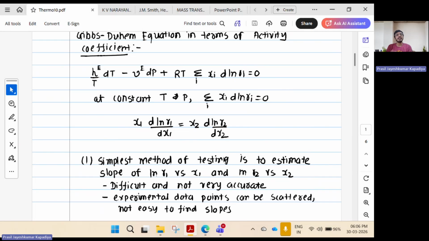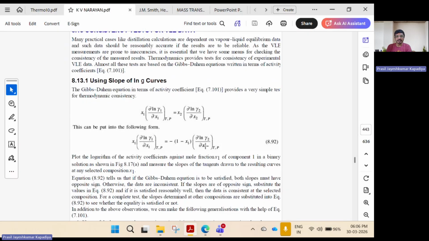Now we know that when we are dealing with a binary system, x1 plus x2 is equal to 1. So dx1 plus dx2 is equal to 0. So I can replace dx2 with minus of dx1. So this is what is done here: dx2 is replaced with minus of dx1 and x2 is replaced with 1 minus x1.